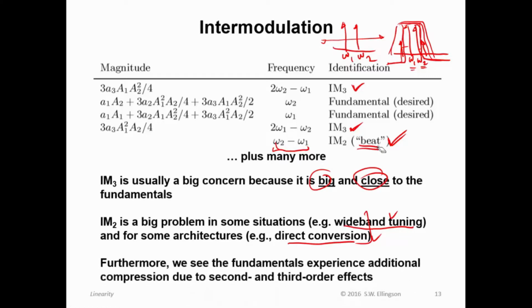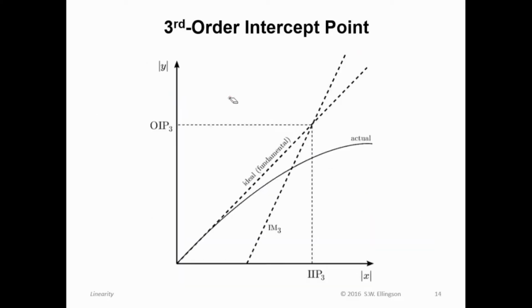And I should say furthermore, we see fundamentals experience additional compression due to second and third order effects, right? The fundamental does not depend purely on the linear gain and doesn't depend purely on A3. It also depends now on A2 when we have two sinusoids, and it's a complex function of the magnitudes also.